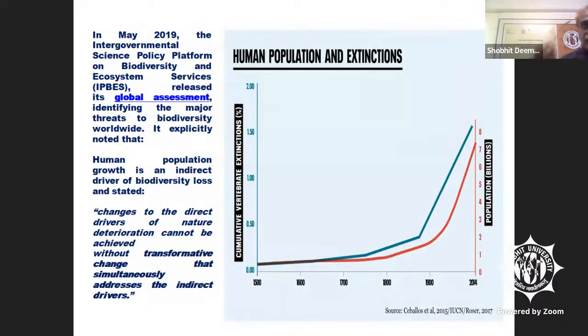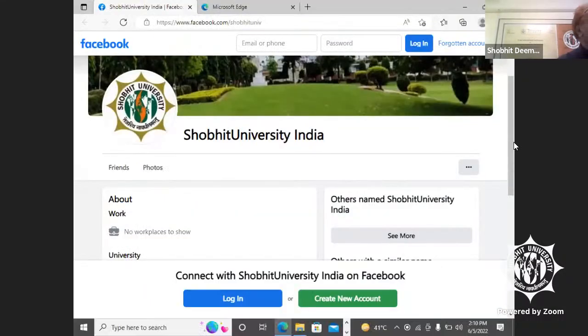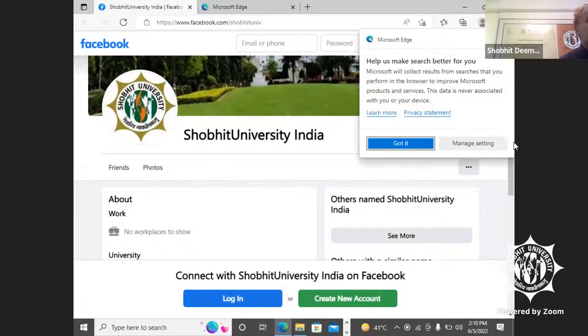This is one of the graphs which I am showing you, that as the human population is increasing, the number of species extinctions is increasing. It means that human activities are directly responsible for the extinction of species in the biodiversity.